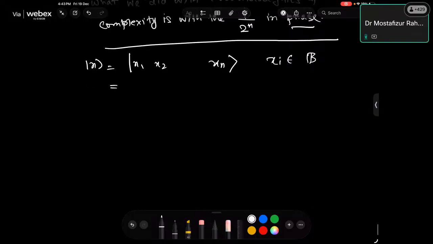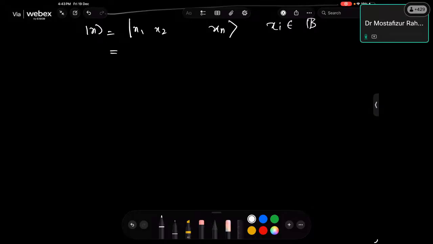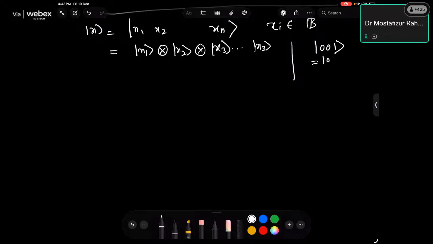And this is a beautiful thing because you can write this entire tuple or the vector as the quantum state x1 tensor product with x2 tensor product with x3, and so on up to xn. Just by example, if there is a column vector, an orthonormal vector like this, this is the same as 0 tensor product with 0 tensor product with 1, right?